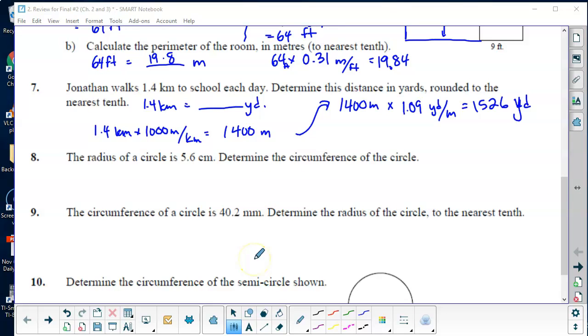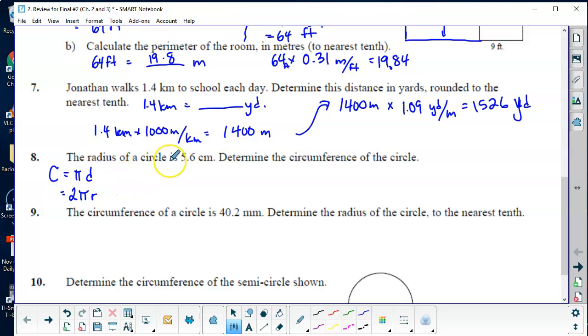All right, the radius of a circle is 5.6 centimeters. Determine the circumference of the circle. So remember, circumference is pi times diameter, or 2 pi r. So either one of these you can use. Biggest thing is use the pi button on your calculator, because it has way more decimal places than 3.14. You use 3.14 in elementary and maybe junior high, but really you should be using the pi button.